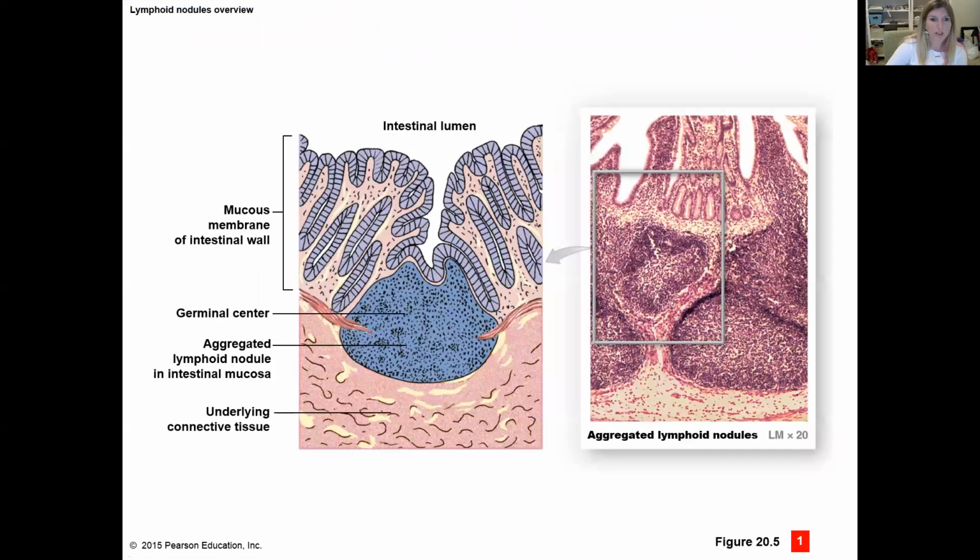So here you see the intestinal lumen and kind of where that lymphoid tissue would be just deep to the mucosal lining.